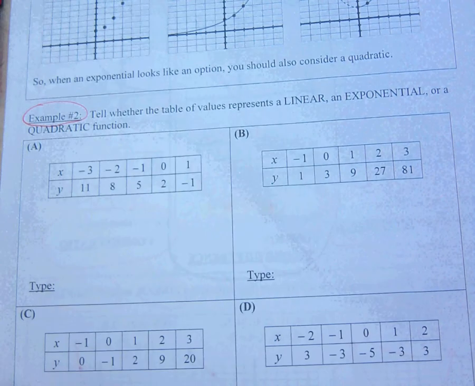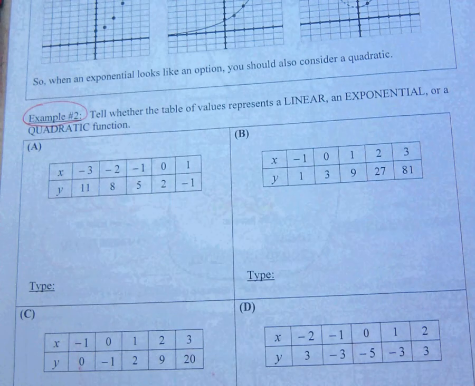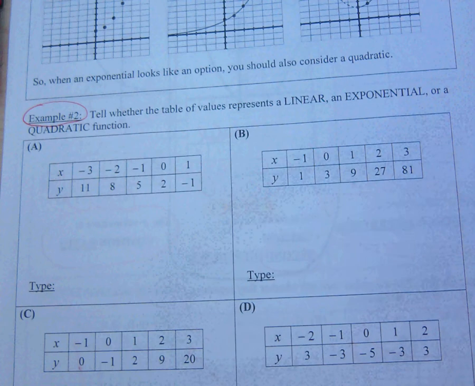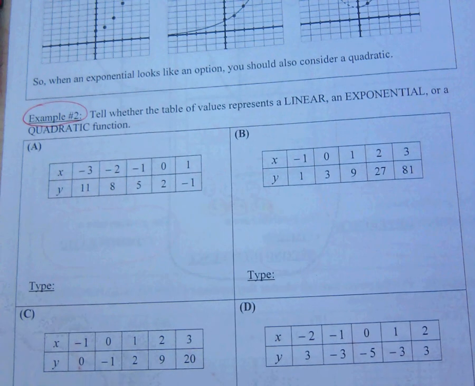All right, what does it say? Read the directions, Brendan. What does it say? The table of values represents a linear, an exponential, or quadratic. Okay, so instead of graphing, it's going to be much easier just to look at them and look for a pattern. Ready, Brett? Got a pencil? Okay, so here we go.